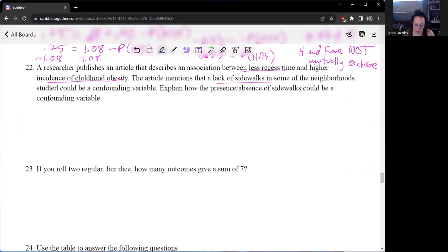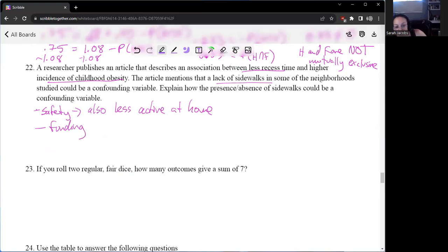So there's lots of different ways to answer this. You could talk about the safety. Maybe those kids are also less active at home. There could just be funding issues in those neighborhoods. It could be a food desert. There's lots of reasons why a lack of sidewalks could be related also to incidence of childhood obesity. So whatever you think of, just make sure you justify it.